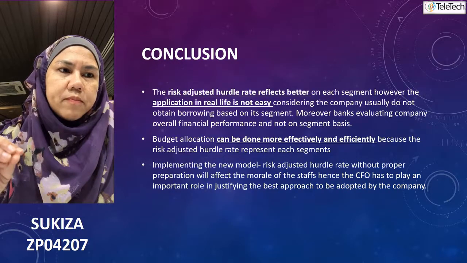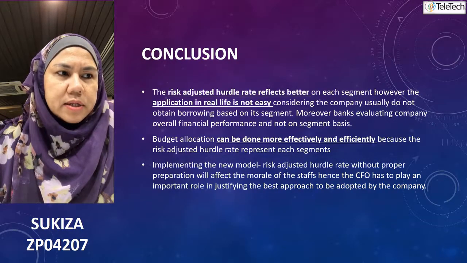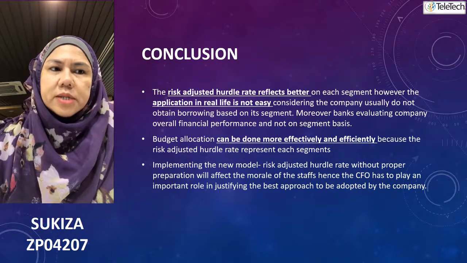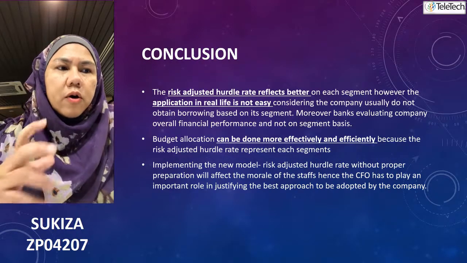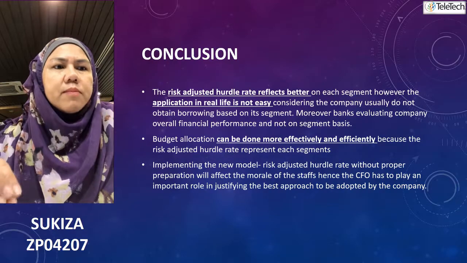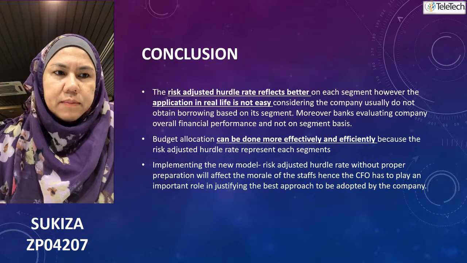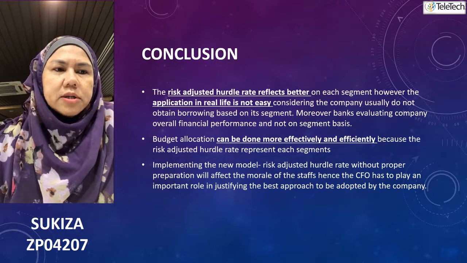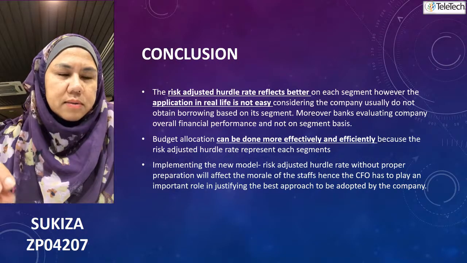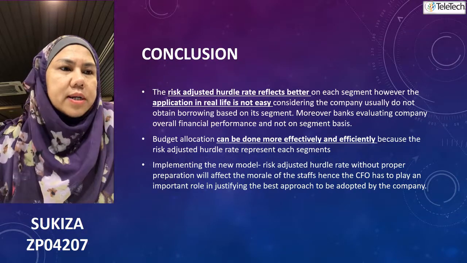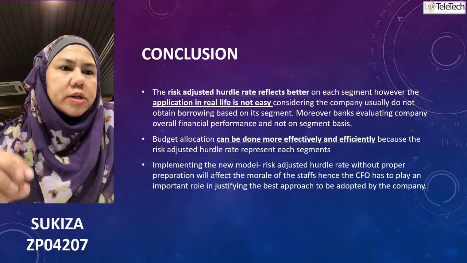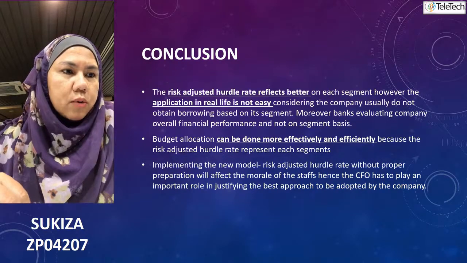Overall, it is not easy to implement in real life, considering that the borrowing they obtain is not based on the segment but on the overall financial performance. Budget allocation does appear more effective and efficient because of the risk-adjusted hurdle rate, because it represents each segment. Again, in real life, it is not so, because information like the cost of debt is not available for the treasury team to compute.